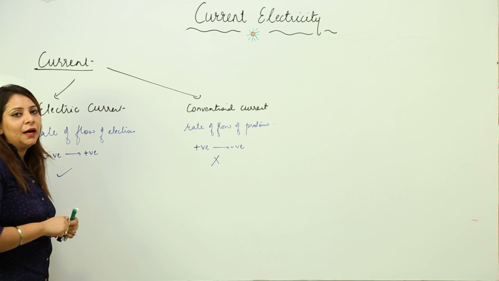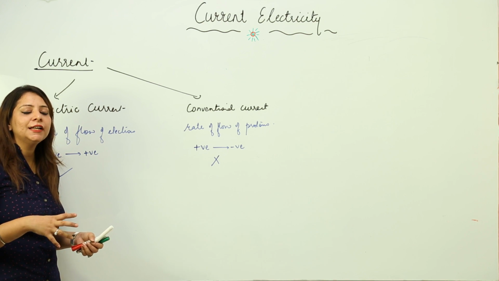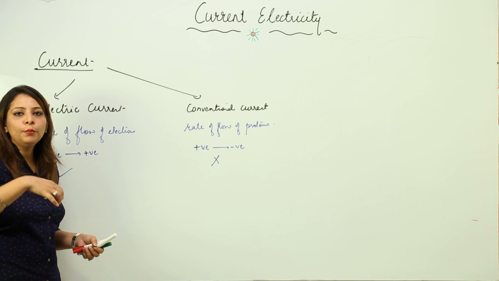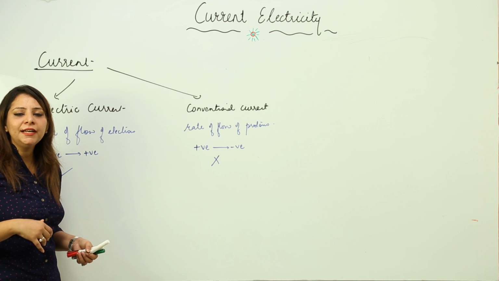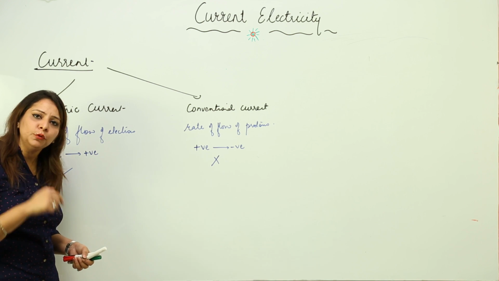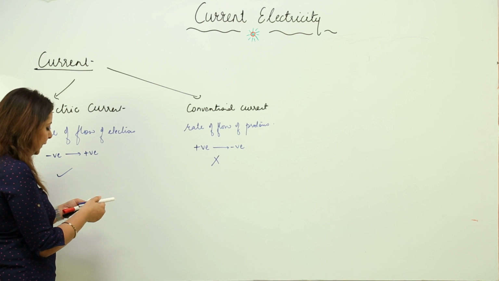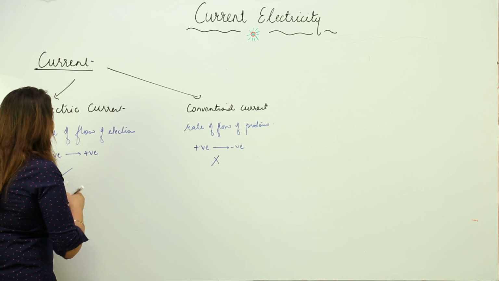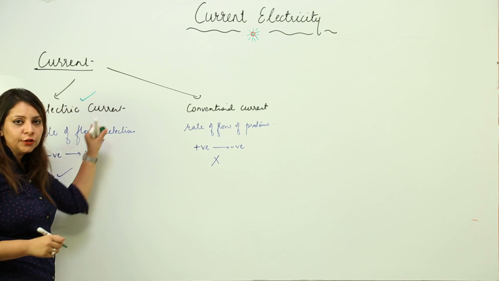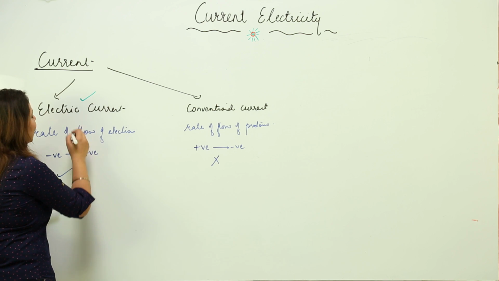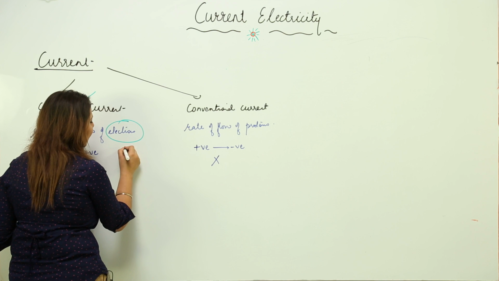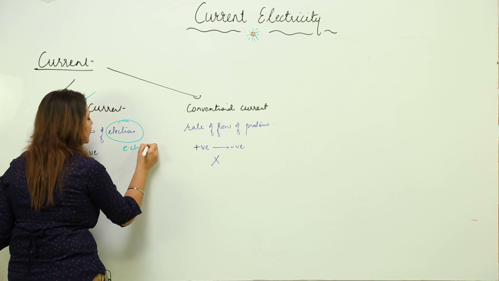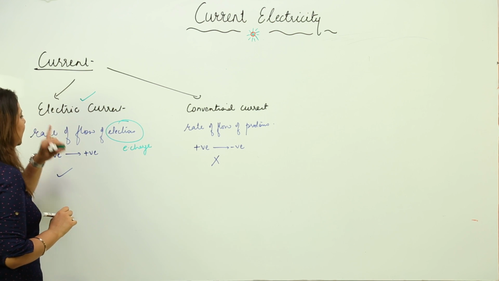But if we connect a battery, we say that conventionally the current is flowing from positive to negative in the external circuit. But when we talk about the internal circuit, the current is flowing from negative to the positive terminal. So this is an electric current. As I told you, this is of practical importance, so we are going to consider this one only. We say that it is the rate of flow of electrons. We can also replace the term electrons with electric charge, one and the same thing. So this is the electric current.